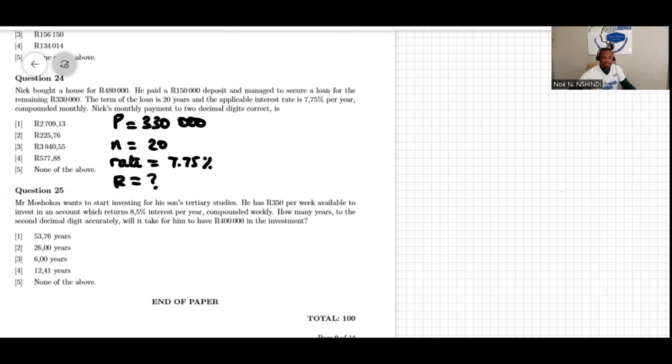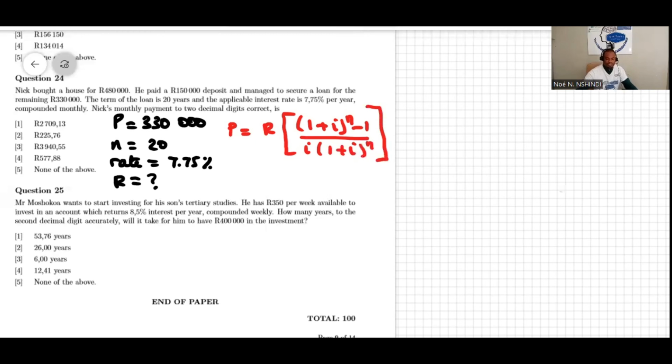Now, we said it's a present value. The formula that will connect the present value, the time, the interest, and the monthly payments is given by P equals R times the square bracket of (1 plus i)^n minus 1, all over i times (1 plus i)^n, close square bracket. Now it is important to keep in mind this expression, compounded monthly.